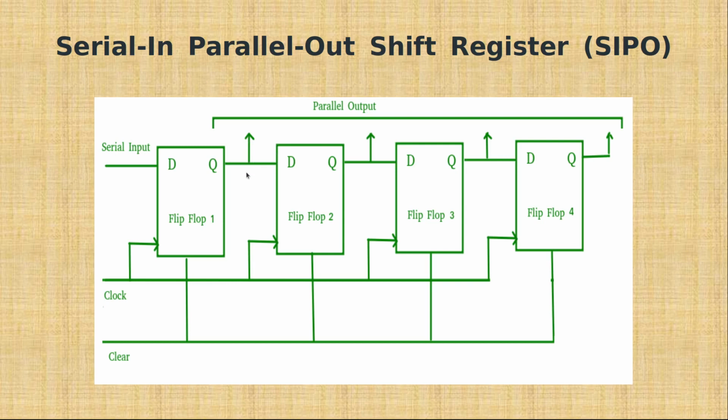Here we get the output, and here we get another one. Each and every flip flop has an individual output. The synchronous clock pulse is applied to all the flip flops. This is the clear signal. Okay, so this is another circuit.